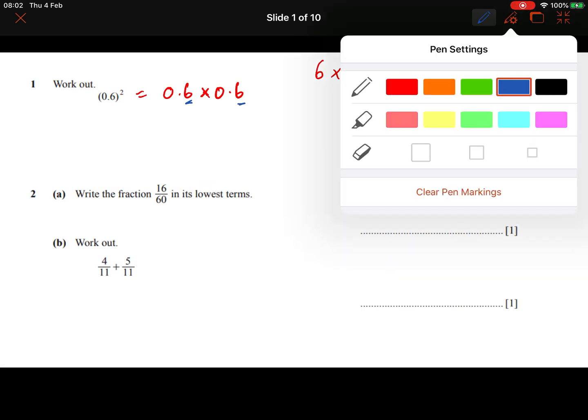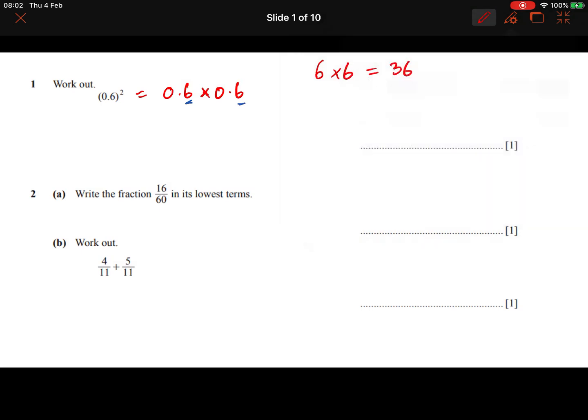So there's 2 decimal places in the answer. So what I've got to do is put the decimal point such that there's 2 decimal places in the answer. So the answer is going to be 0.36. I saw lots of mad answers like 3.6, 0.036. I even saw 1.2. It's not 0.6 plus 0.6, so I don't know where you got that from.